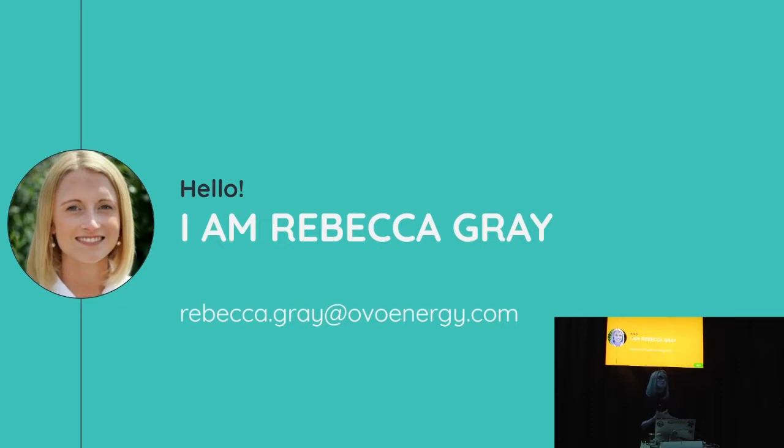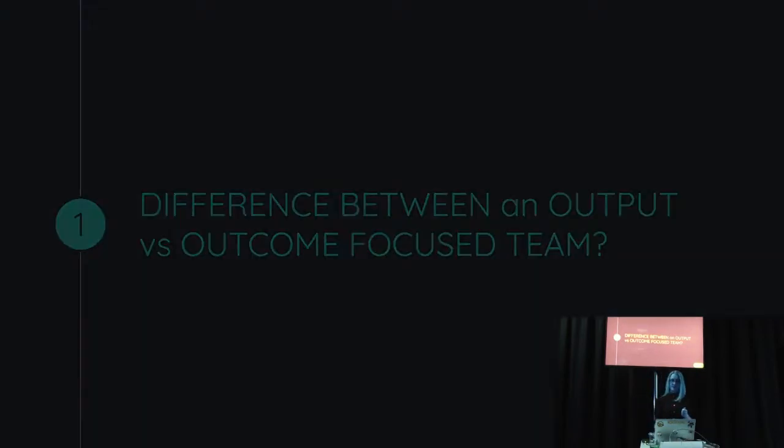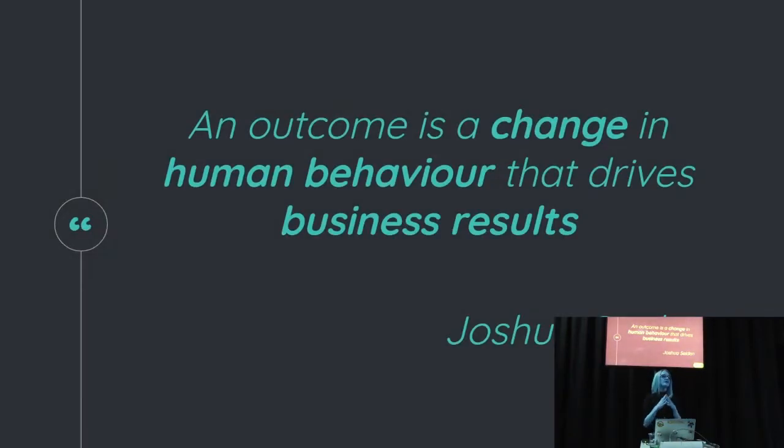There's lots of blogs and articles about why outcome-focused teams are really good, lots of autonomy, solving problems. However, there's very little out there that's written about how you practically get there, how you become an outcome-focused team. So, first of all, let's have a look at what's the difference between an outcome-focused team and an output-focused team. And to help us do that, we first of all need to define what is an outcome.